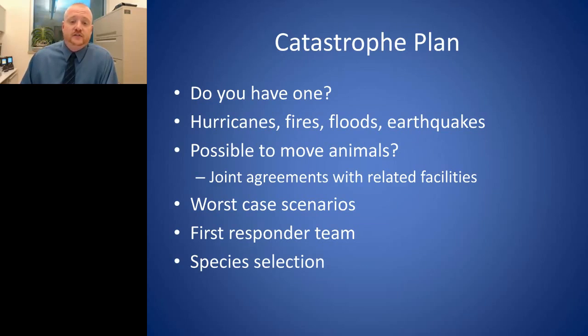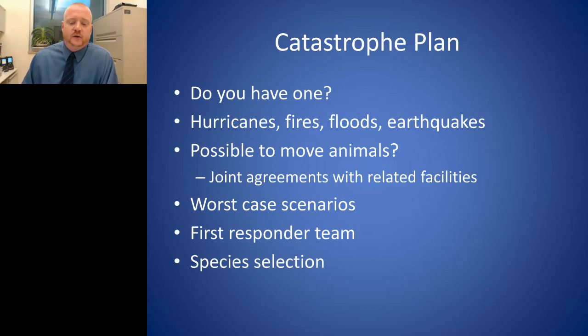You should also identify who your first responder team is. In the event that some of these unexpected things like fires and floods or earthquakes happen, who's going to be the first one to go check on those animals? At the University of Miami, we have a hurricane team that goes into effect every hurricane season, so we're pretty good about that. But you want to make sure you identify those individuals so there are no problems should one of those emergencies or catastrophes happen.